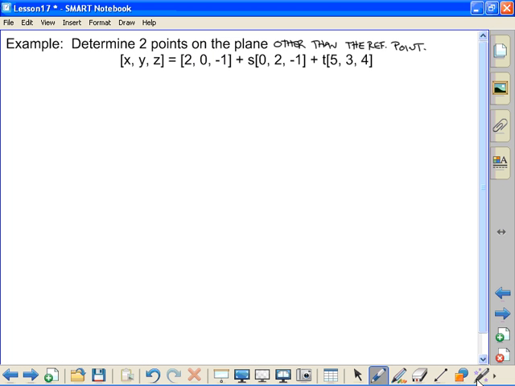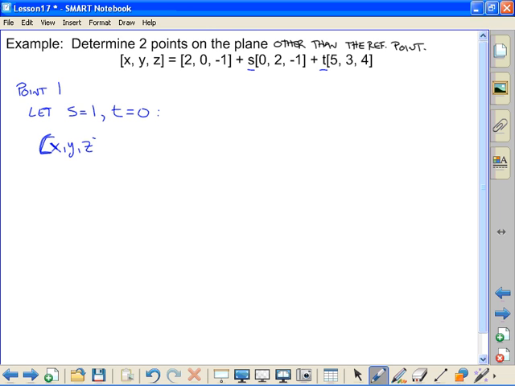Well, since I'm looking for no specific point, you can pick any of the infinite number of points. All you really have to do is pick scalar values for S and T. I always tell people keep it simple. Okay, so for example, point 1, let S equal 1 and T equal 0. So that means we end up with a vector equation that looks like this.